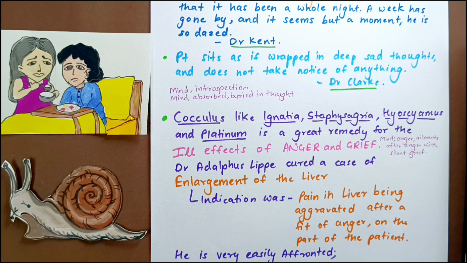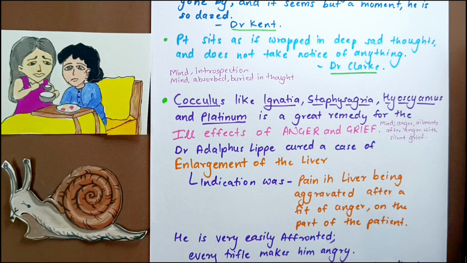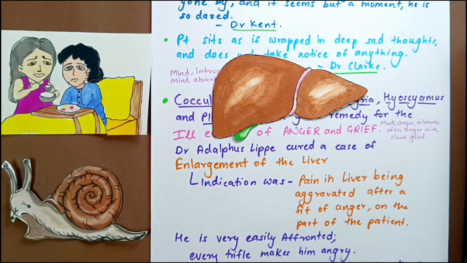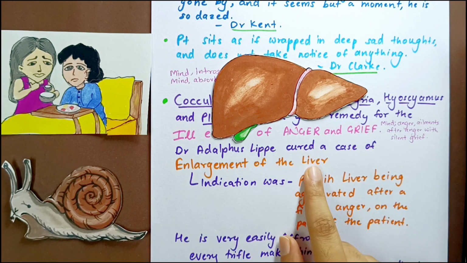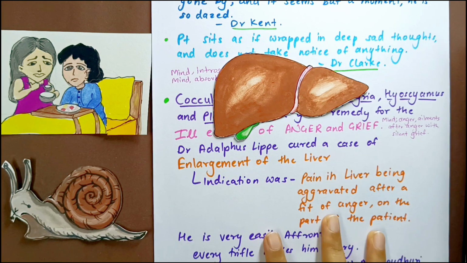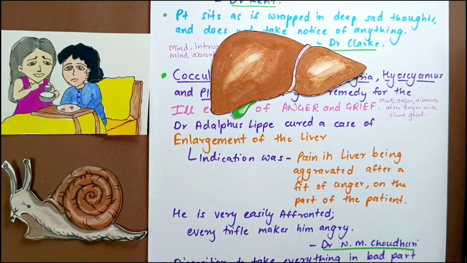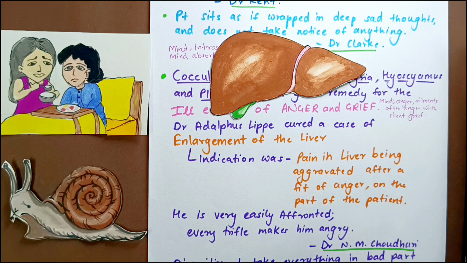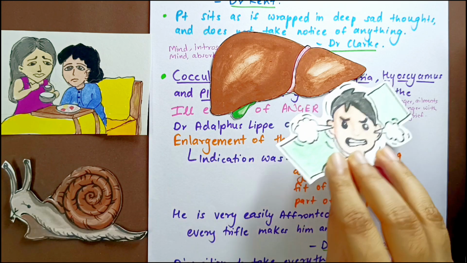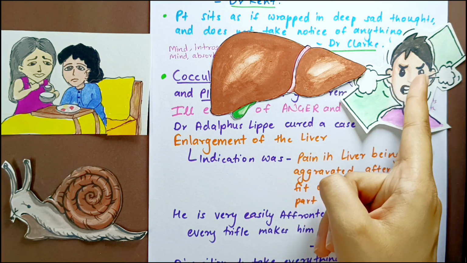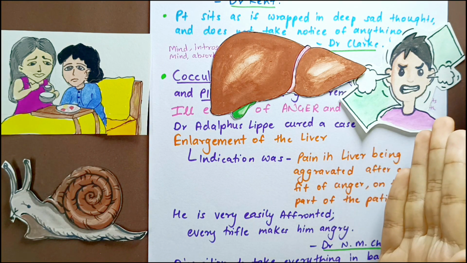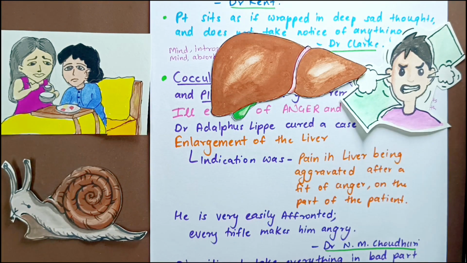Now, actually, there's a very beautiful case by Dr. Adolphus Lippe. Okay, he has cured a case of enlargement of liver. Now, this shows you the action of this remedy on liver. So there's this enlargement of liver that was there. And the indication that he saw was that there's pain in the liver, which is aggravated after a fit of anger on the part of the patient. So, when there is an episode of anger, that gives rise to pain in the liver, and the liver is enlarged.